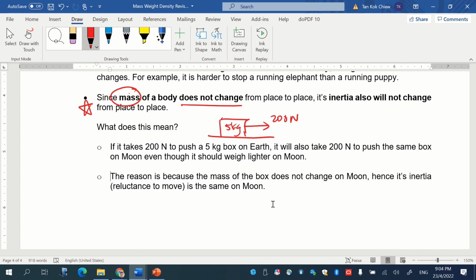Okay, sometimes O level uses the words with the same ease, with the same force, with the same ease in pushing. You will be pushing the box with the same ease.